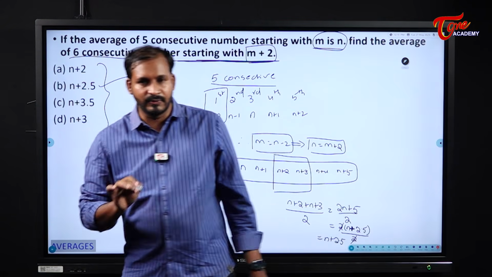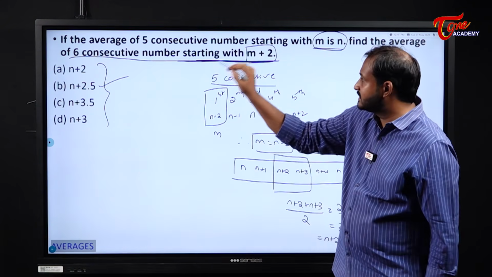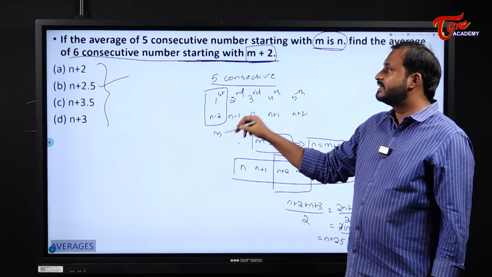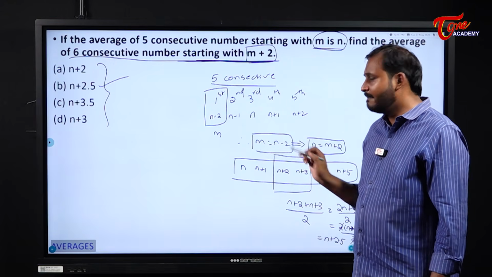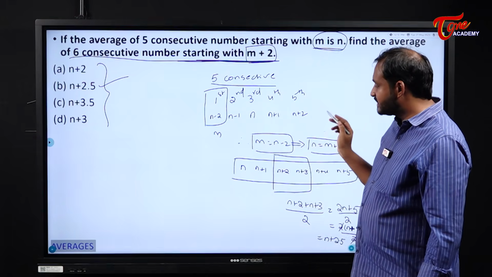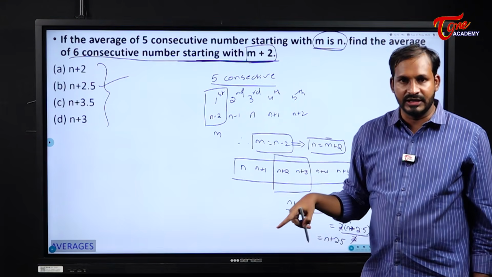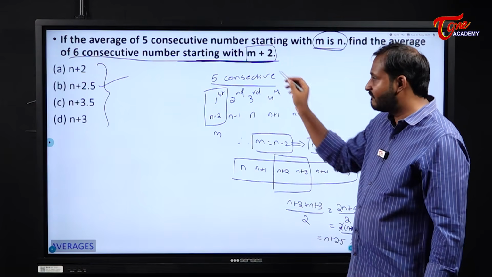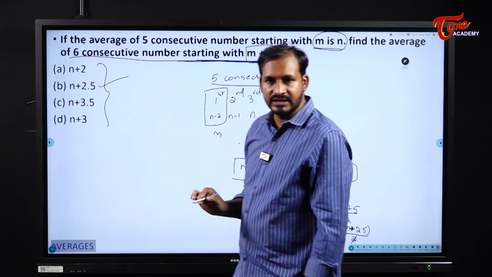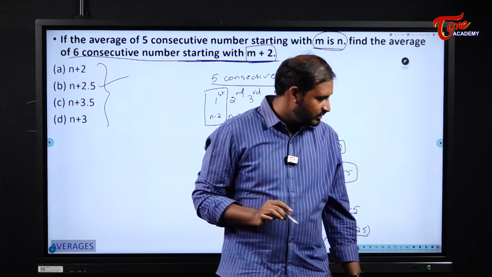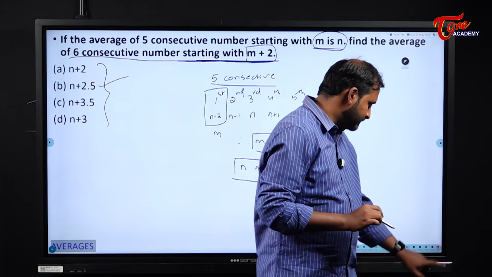That is very simple, students. From the first sentence, try to write the relation between m and n. After writing the relation between m and n, it is very clear that m plus 2 is nothing but n only. And from there, the solution is very, very simple. Understood, right? Next one. We will see the next one.